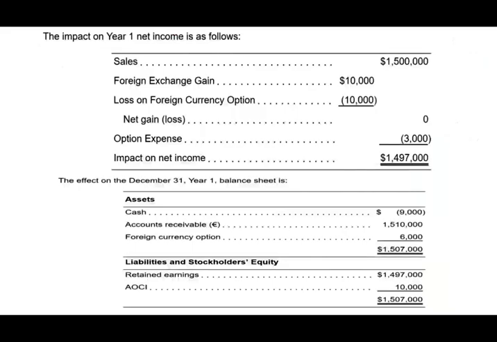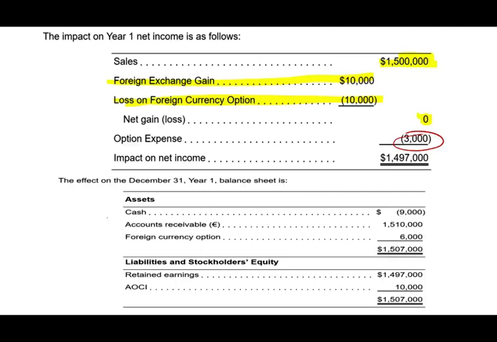So let's take a look at the year one effect. Year one, we recorded a sale of 1.5 million. We recorded foreign exchange gain on the receivable. We recorded the foreign exchange loss on the currency option. Therefore, the effect is zero. The only thing that goes in addition to the 1.5 million is the expensing, reducing the option by 3,000 because time has passed. Time value.